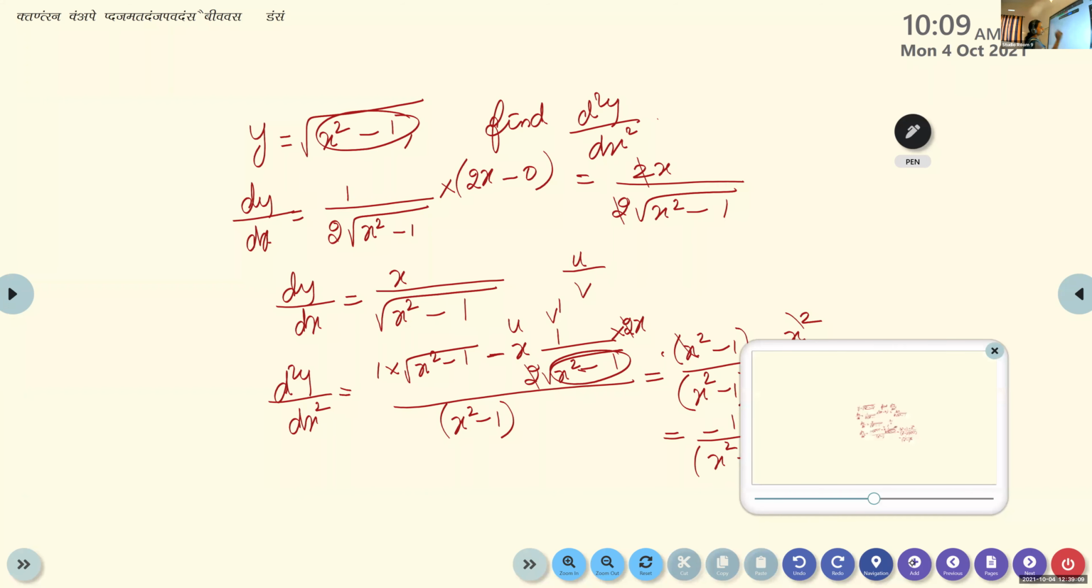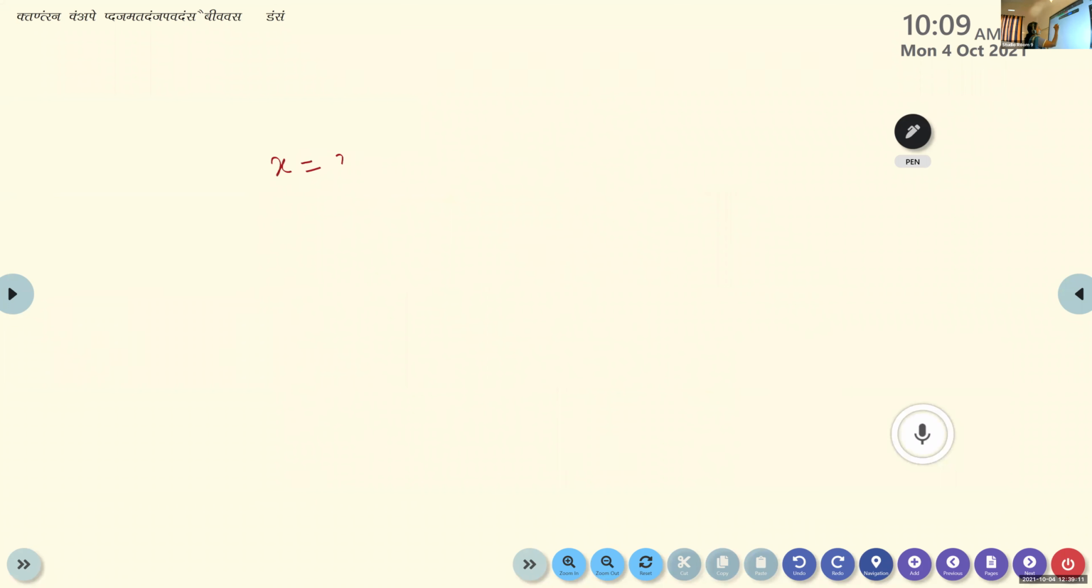Next one. X is equal to at square, y is equal to 2at. Find d square y by dx square. Here again, parametric form, isn't it? So you can find what is dx by dt. Find what is dy by dt. Earlier we did up to dy by dx, isn't it? Calculate.